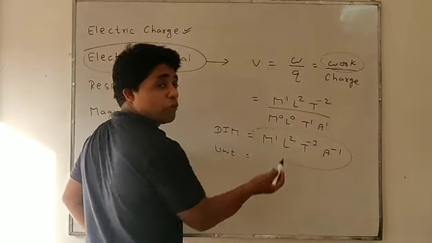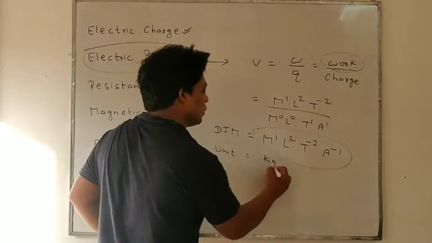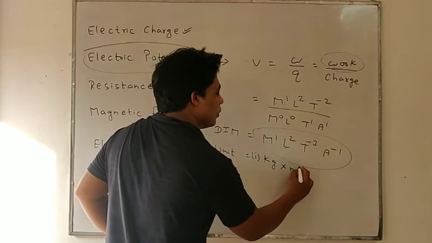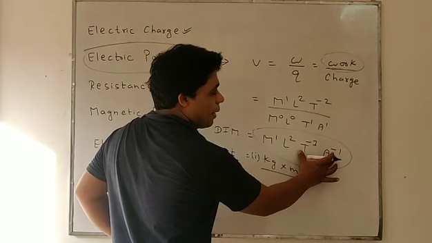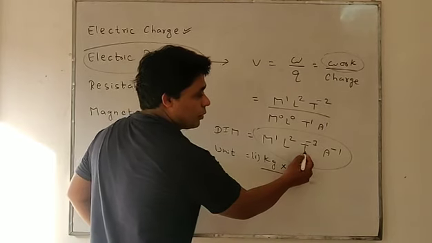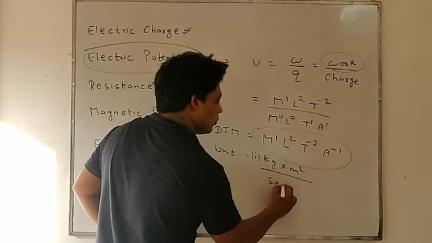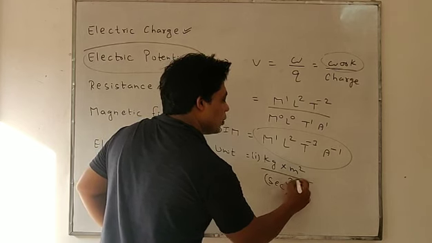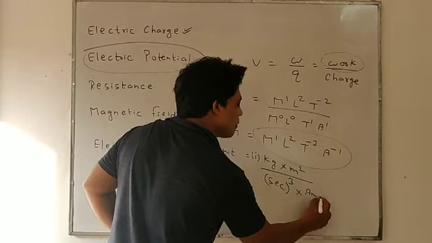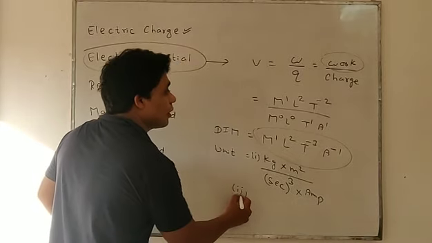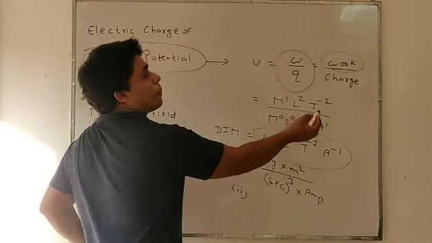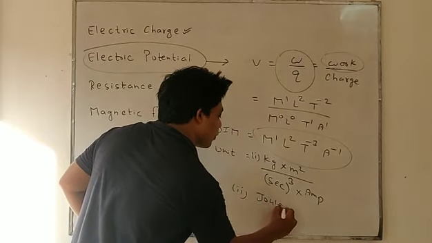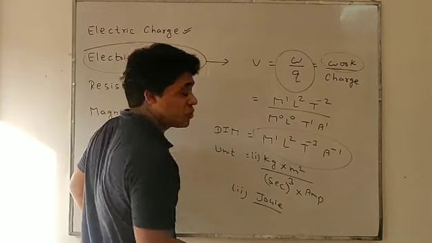And what will be its unit? First we'll find it by the dimension formula. For mass, kilogram, length, meter square, minus terms come in the denominator, time, second cube, and current we always measure in ampere. But we can find it by that formula also. What is the unit of work? That is joule. And what is the unit of charge? Coulomb.